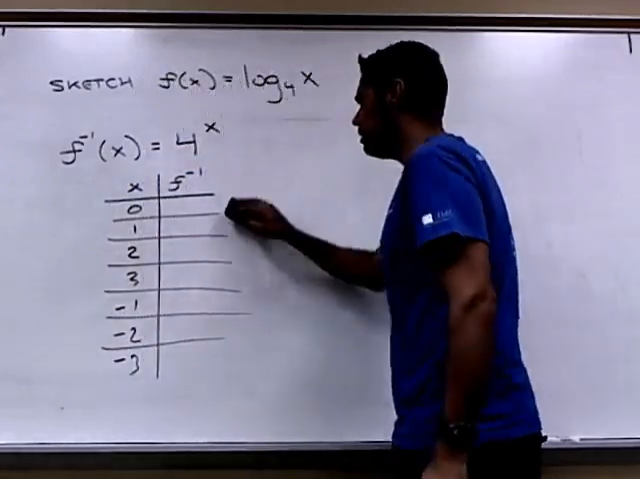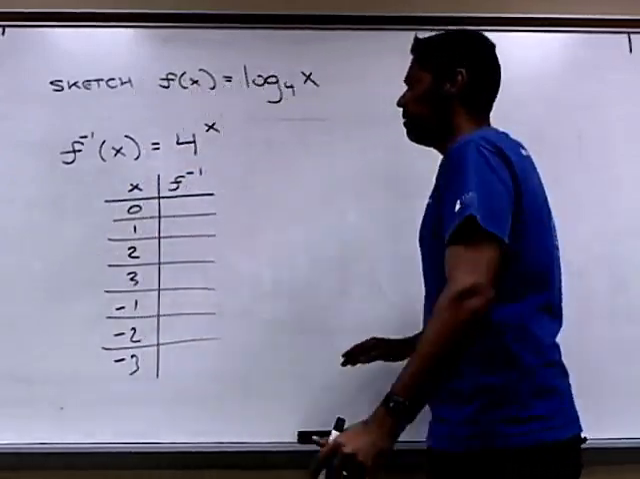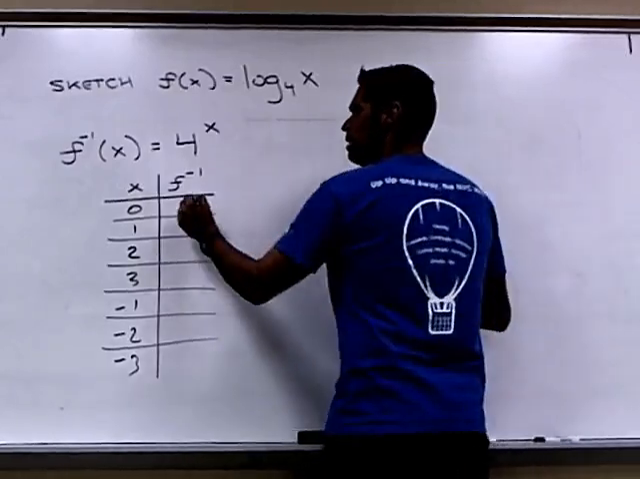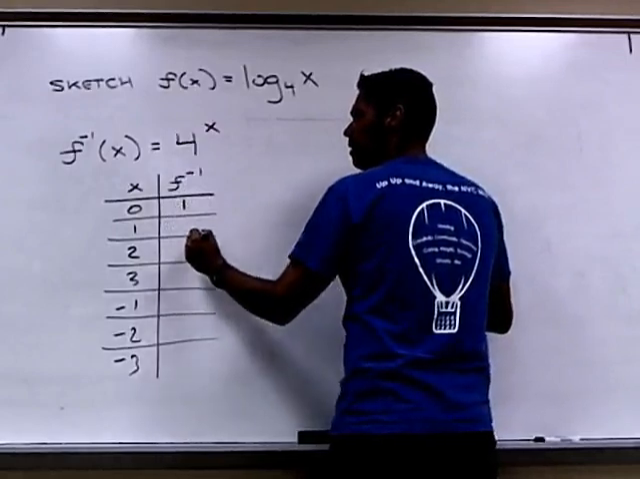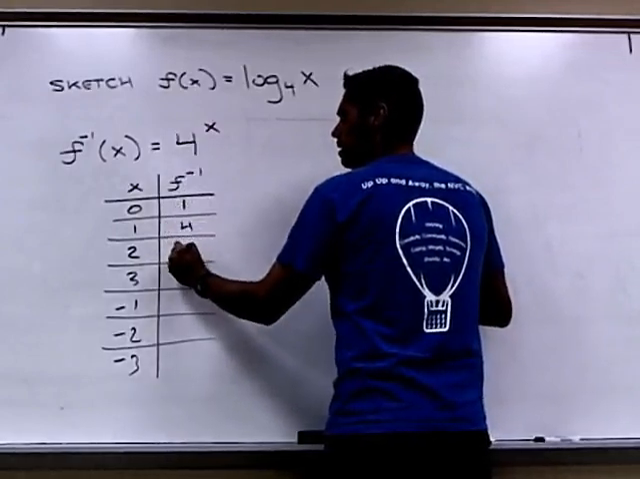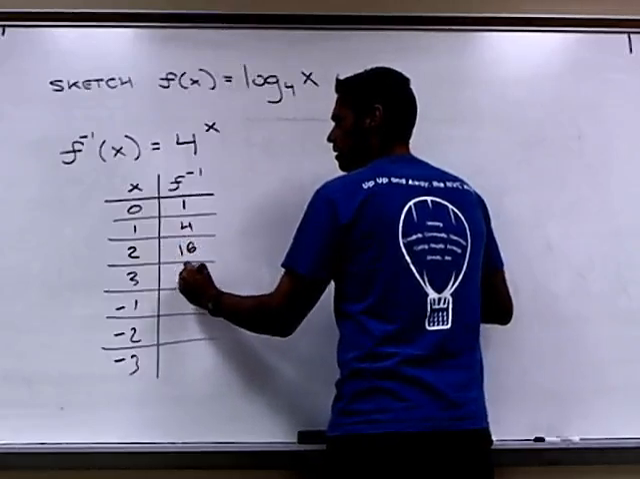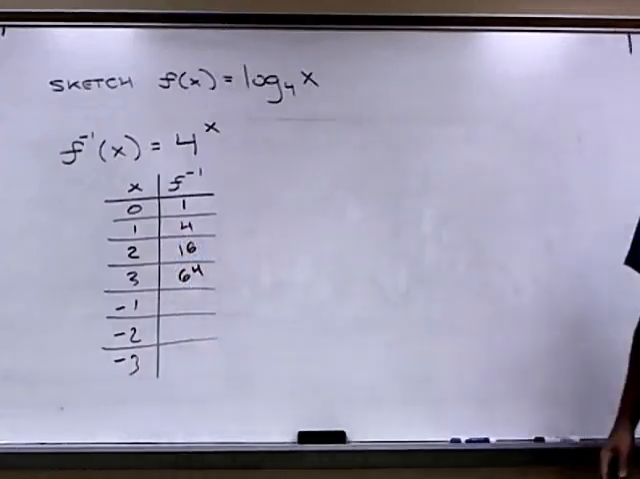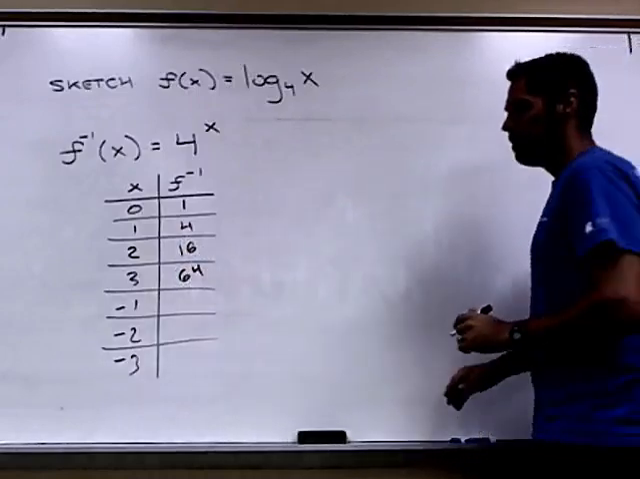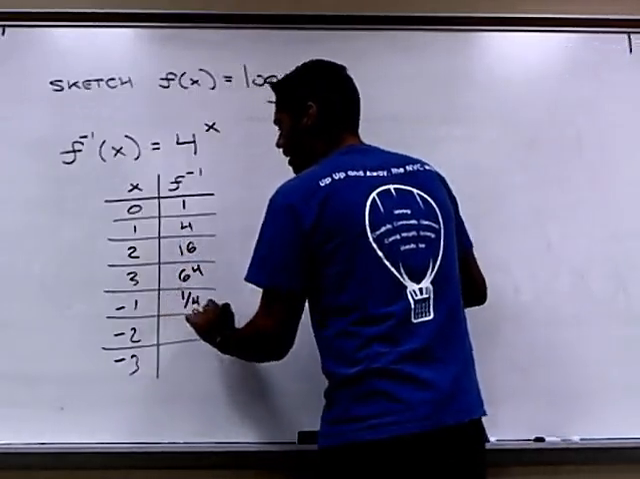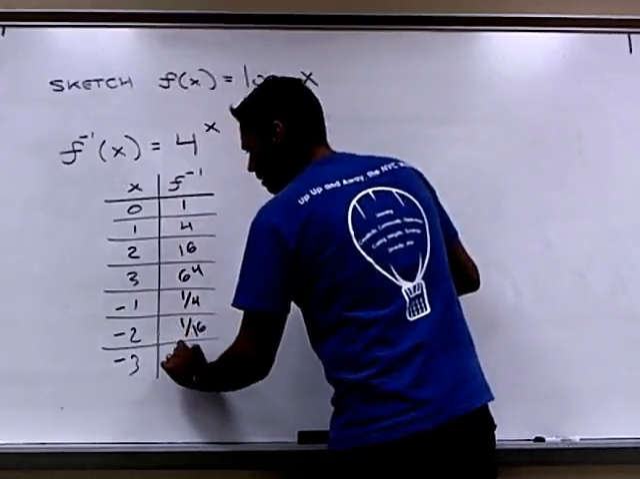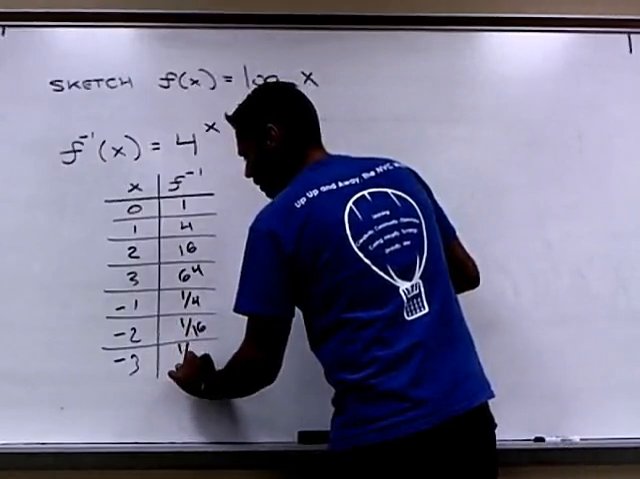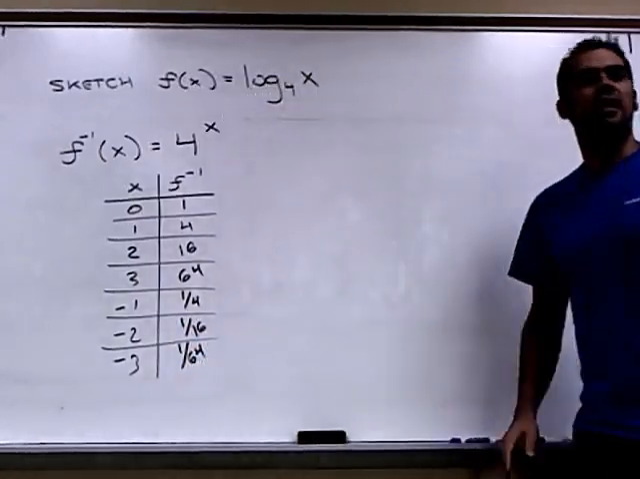If I plug in 0, what do I get? What always happened? You get 4 to 0 is going to be 1. If I plug in 1, what do I get? 4. 2, 16, 3, 64. Plug in negative 1. 1/4, negative 2, 1/16, and then finally 1/64. Understand?